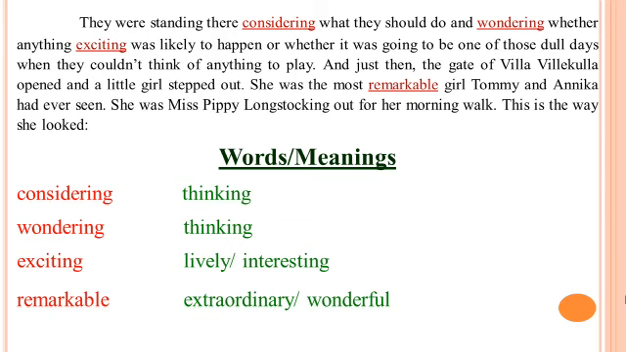Now I am going to explain the text. While standing there, they were thinking whether it was going to be a boring or dull day or an interesting day. They did not think to play. Just then the gate of Villa Vilicula opened and a little girl came out. She was an extraordinary girl, or you may say a wonderful girl. That girl was Pippi Longstocking. She went out for her morning walk. She looked like this.